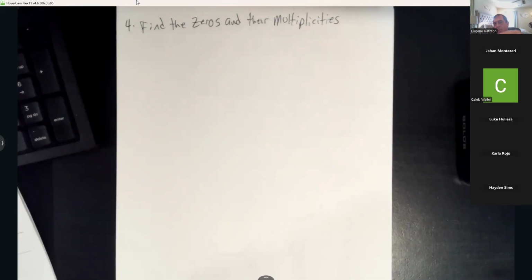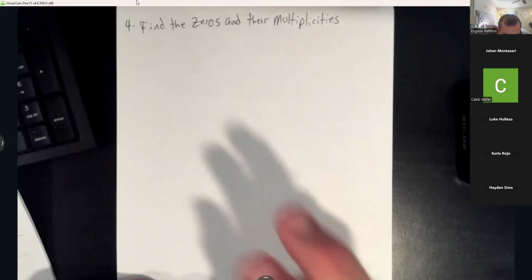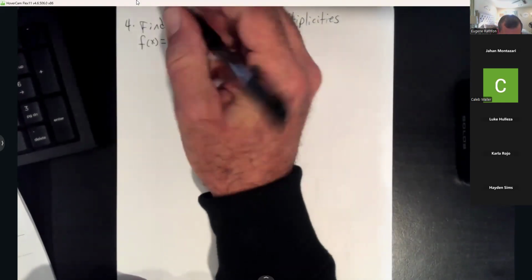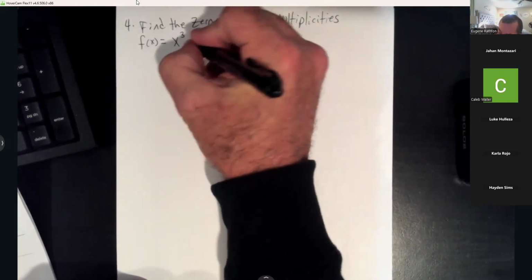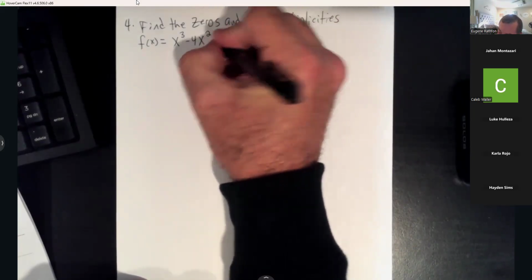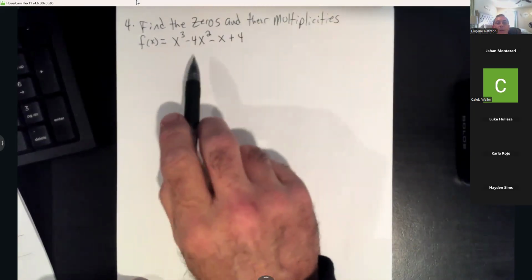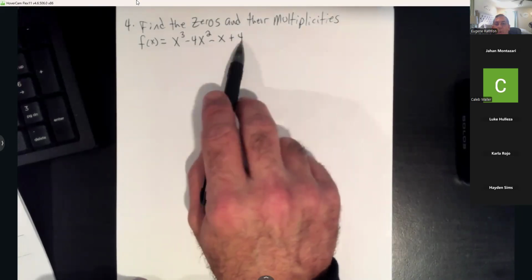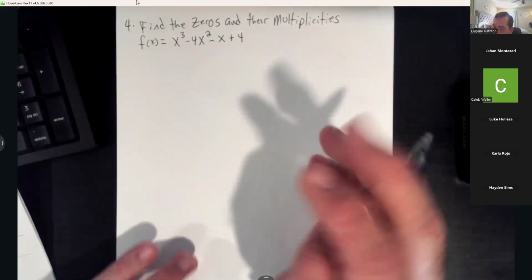Now, the difference in this one and number 3, this one we're going to have to factor to solve it, okay? So they're giving me f of x equals x to the third minus 4x squared minus x plus 4. Now, the only difference in my problem and y'all's problems will be where I got 4s. Y'all will probably have another number there, okay?